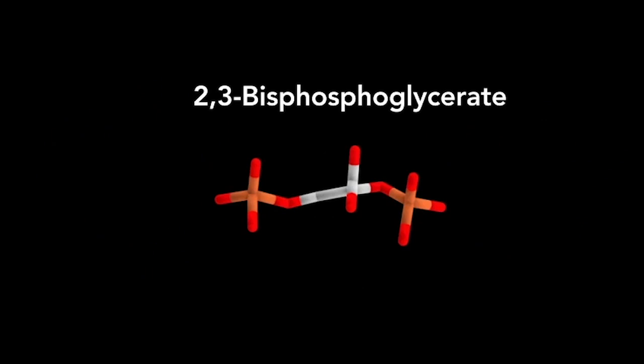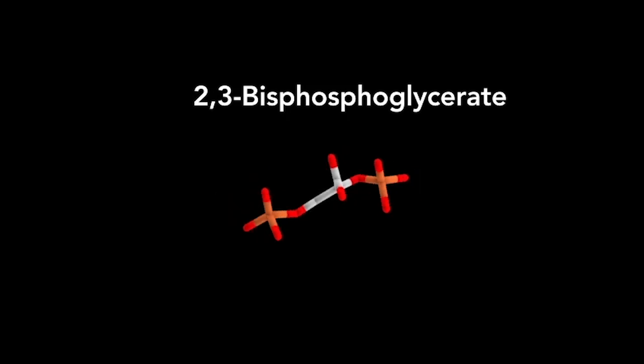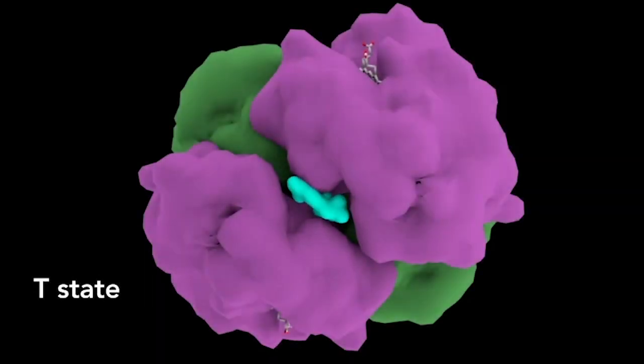The small compound 2,3-bisphosphoglycerate, or 2,3-BPG, traps hemoglobin in the T state by binding between 2 beta subunits in the center of the hemoglobin tetramer. In this way, 2,3-BPG acts as a classic heterotropic negative allosteric regulator.